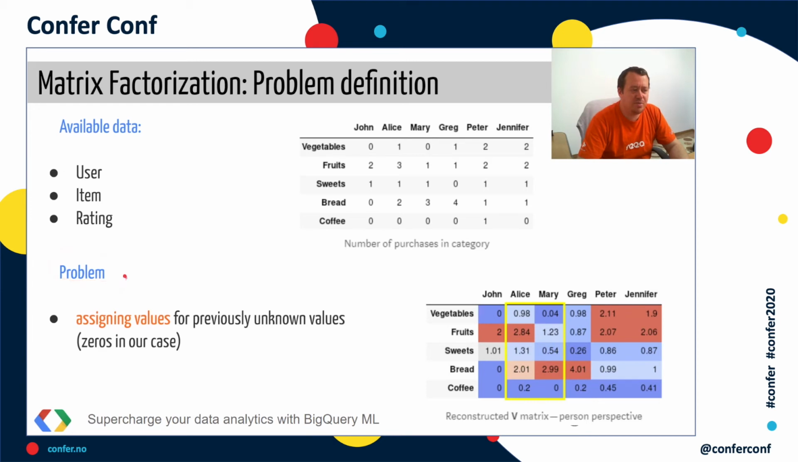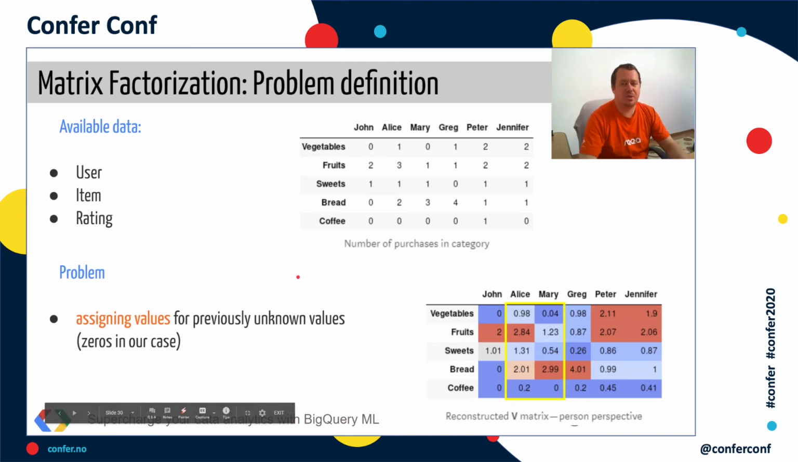So it can rephrase the problem: you have a bunch of zeros here, and it will assign values for previously unknown values, zeros in our case. So look here, after the reconstructed model for coffee, we are able to see that some users got some prediction values, which further means that we can sort this table and we can put Peter as a user who probably will... Peter already bought coffee, so that's something outside. But for example, Jennifer will probably convert to coffee because she has a high ranking. Then we have Greg and we have Alice, so we can send a marketing campaign to all these users.